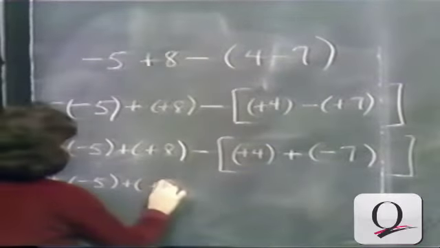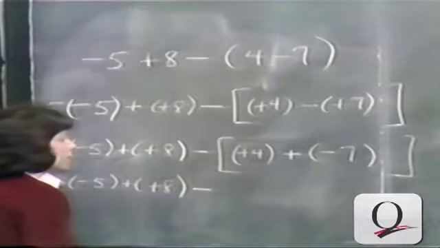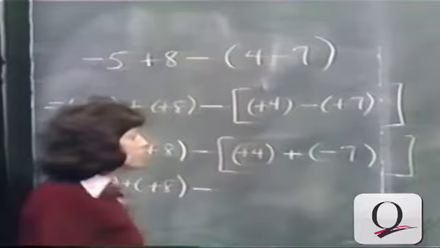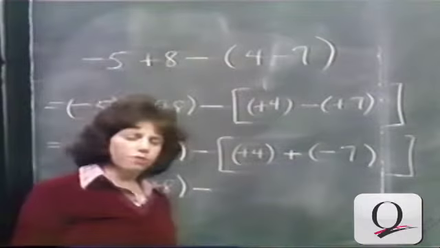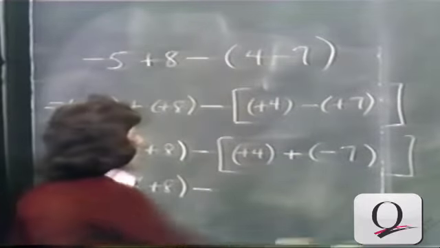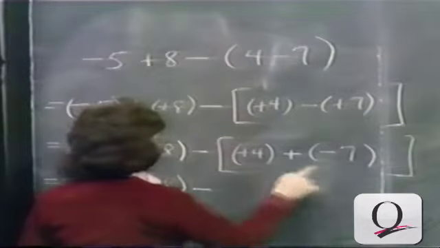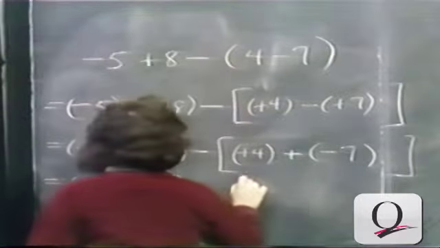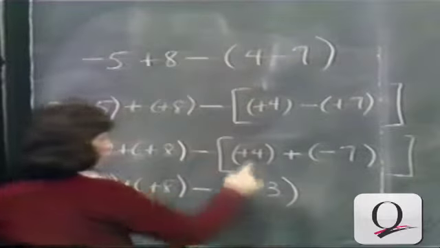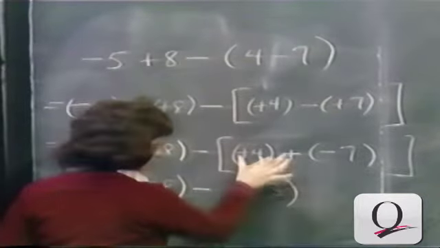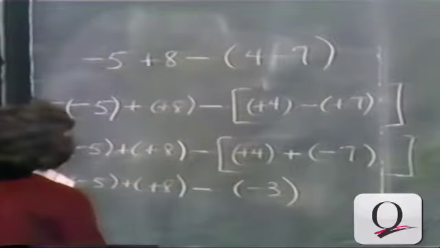-5 and a +8 take away. Now, to add +4 and -7, two numbers with different signs, we subtract 4 from 7 to get 3. And since the 7 was the larger of the two numbers and it had a minus sign, the answer has a minus sign. Okay, so for +4 and the -7, we get -3.